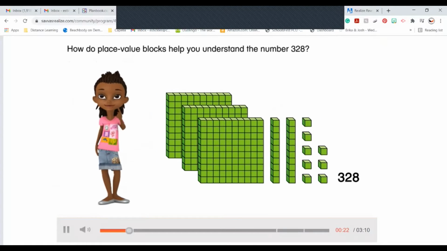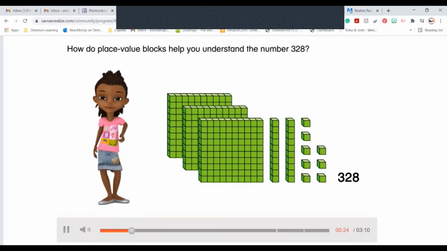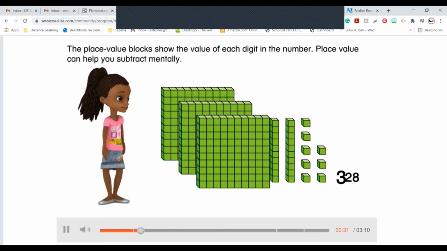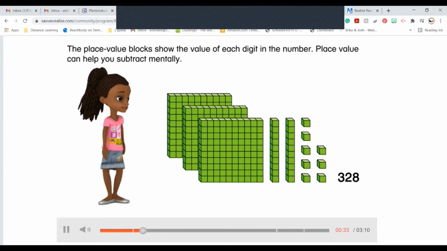How do place value blocks help you understand the number 328? Well, by showing 3 hundreds, 2 tens, and 8 ones, we can see the different place values in 328. We can see how many hundreds, tens, and ones. The place value blocks show the value of each digit in the number. Place value can help you subtract mentally.